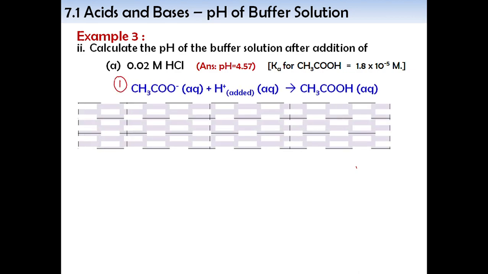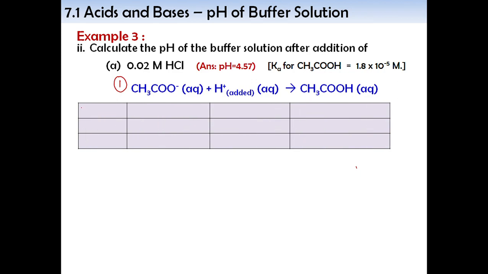Second step, we're going to construct the table. So, I, C, F. Kenapa F ni? Bukan E. Because this is completely dissociated, completely consumed. Jadinya sekarang, since this is not a reversible arrow, it's not an equilibrium, we're going to use F, final. Jadinya sekarang, bila awak ada buffer action, you have to construct an ICF table. Okay? So, this is in concentration. So, don't forget the unit.